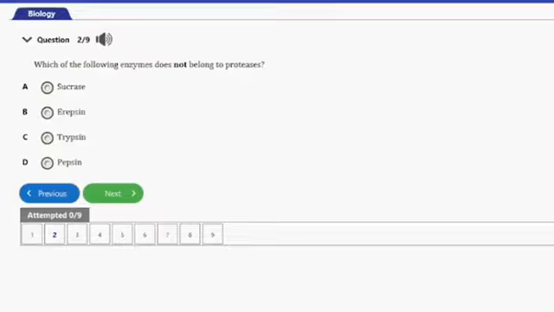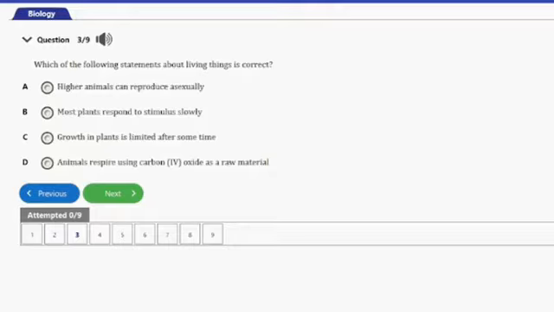Sucrase is actually the enzyme that breaks down sucrose. So it's not in the family of proteases. But guys, urepsin, trypsin, and pepsin are actually proteases. So option A is the answer to this question. Let's go ahead and consider the next question, guys. And that's question number 3 here.